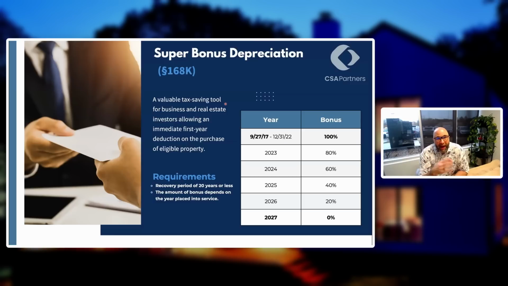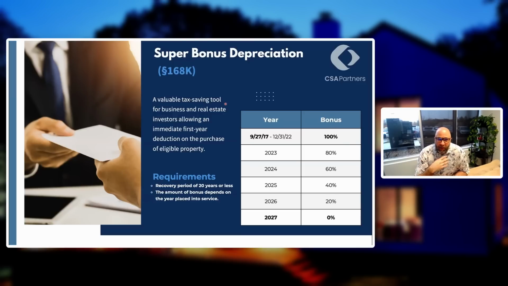Bonus depreciation, if we go back in 2017, bonus was at 50%. And bonus could only be utilized on assets that had a useful life of 20 years or less, and they had to be brand new assets. So for example, in 2017, if I went out and bought a $1 million bulldozer and I was able to take 50% bonus on that, I would get $500,000 or 50% as a deduction in year one. The other 50% would be spread out over the useful life of that bulldozer. And again, it had to be a brand new bulldozer, not a used bulldozer.